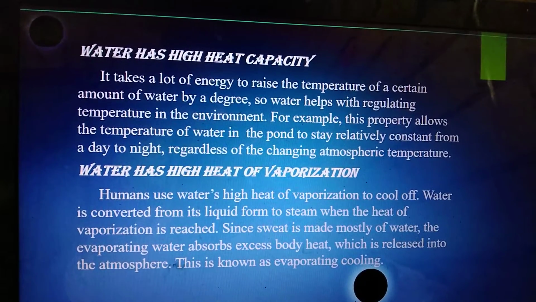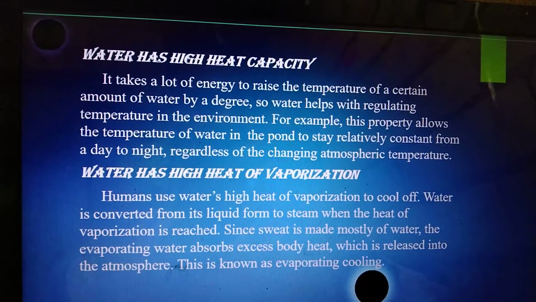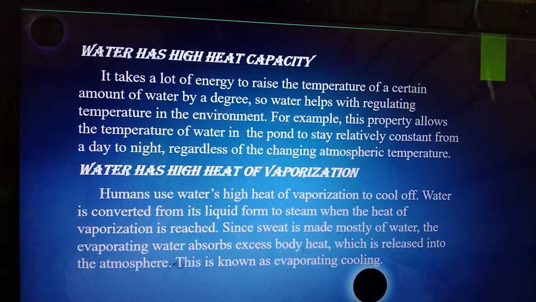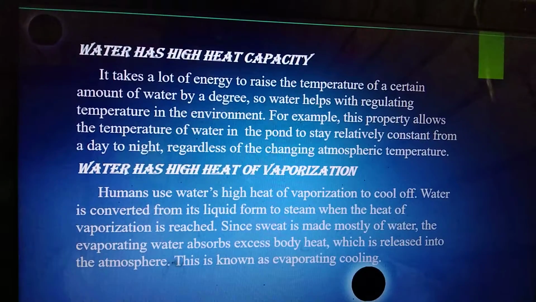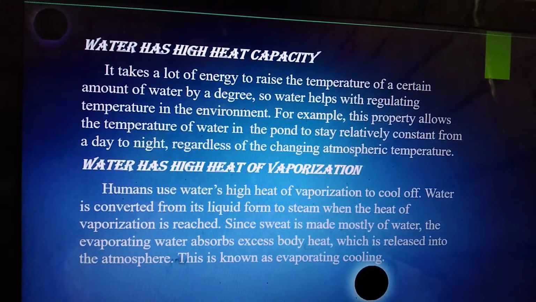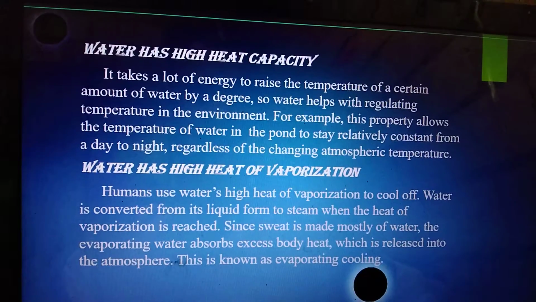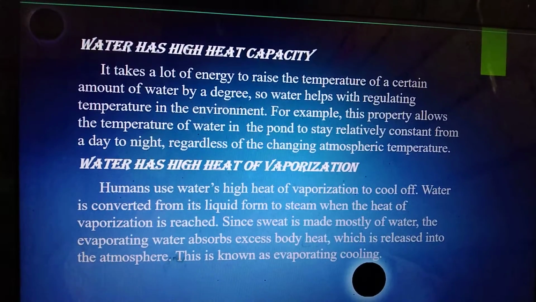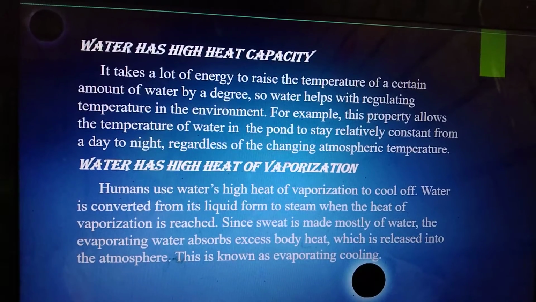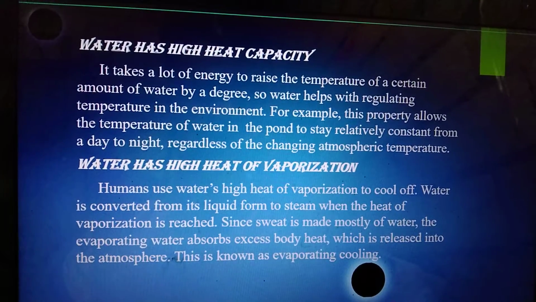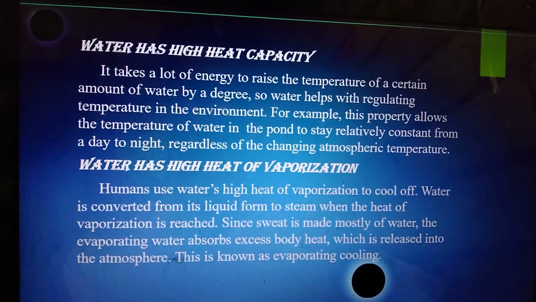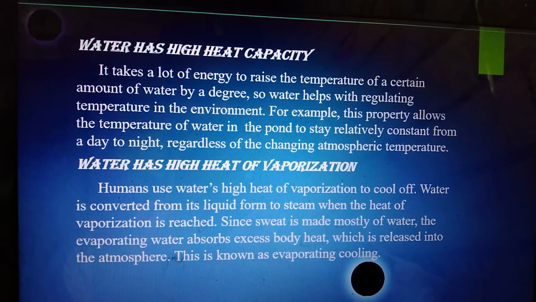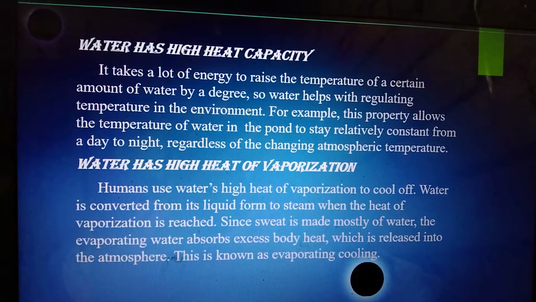Next, water has high heat capacity. It takes a lot of energy to raise the temperature of a certain amount of water by a degree. So water helps with regulating temperature in the environment. For example, this property allows the temperature of water in a pond to stay relatively constant from day to night, regardless of the changing atmospheric pressure or temperature.